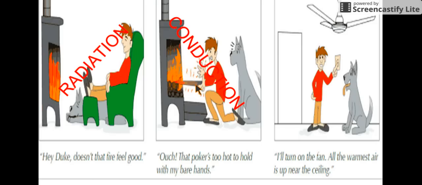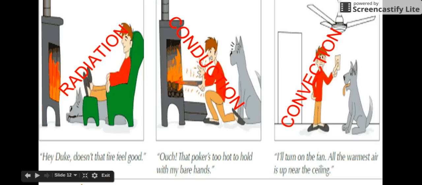Now, we also know there are some substances, by the way, that are very poor conductors of heat. Wood is one of them, so that's why we'll often use a wooden spoon, because even though it's touching the hot liquid, it won't heat up because it doesn't conduct. And so here we have one where it says, I'll turn on the fan, all the warmest air is up near the ceiling. So warm air rose, what type of heat transfer would this be? If you guessed convection, you are correct.